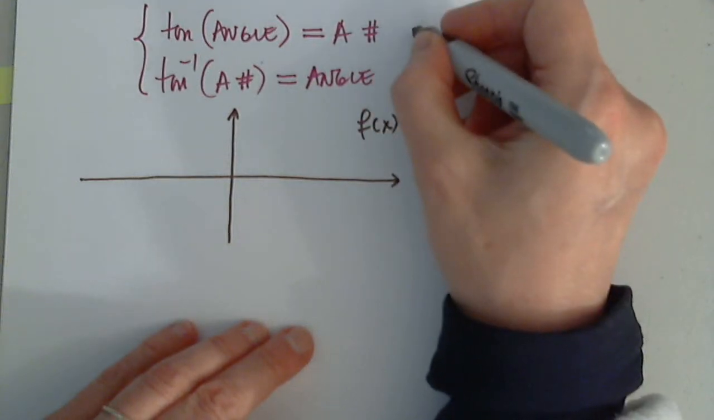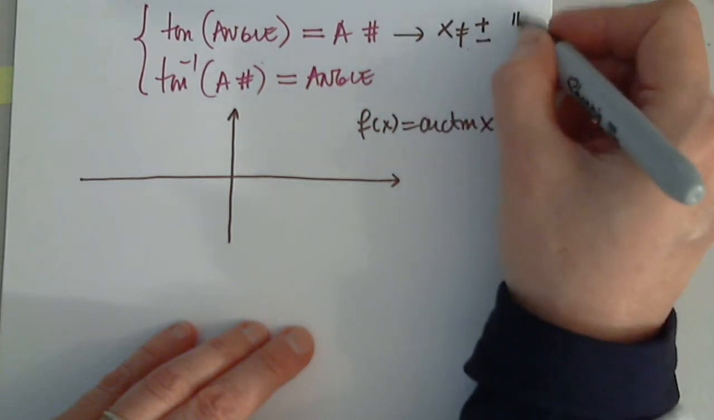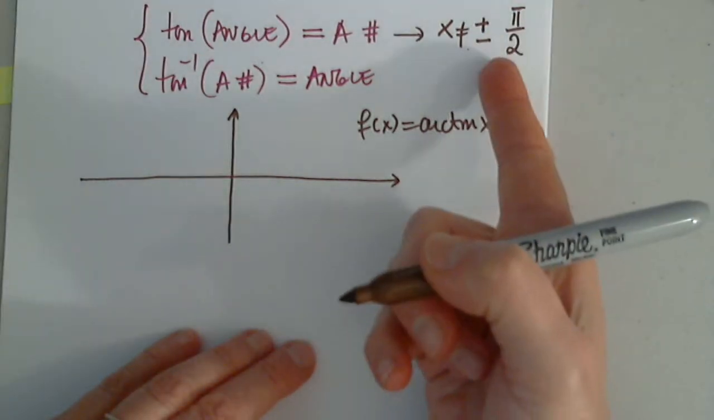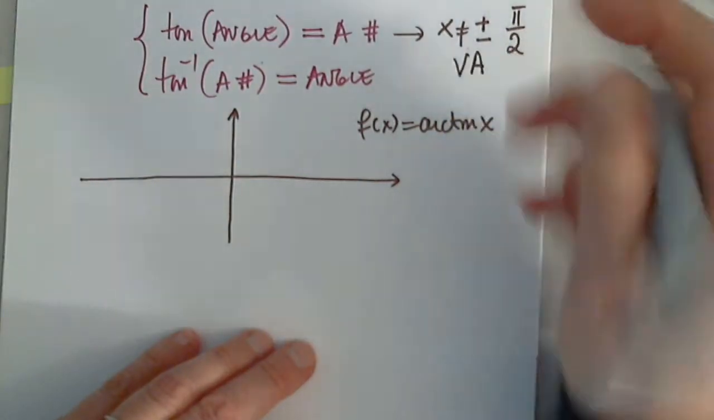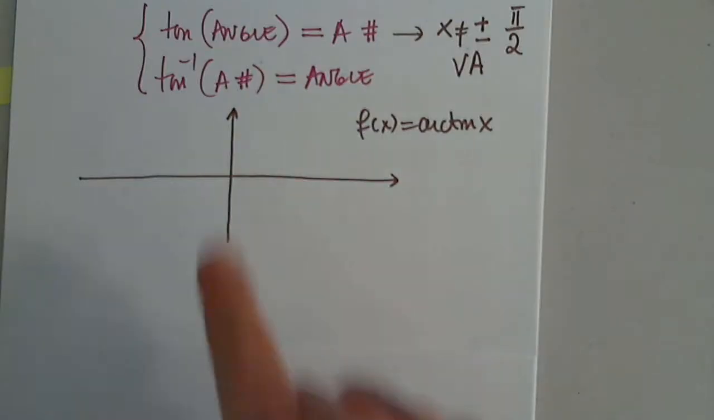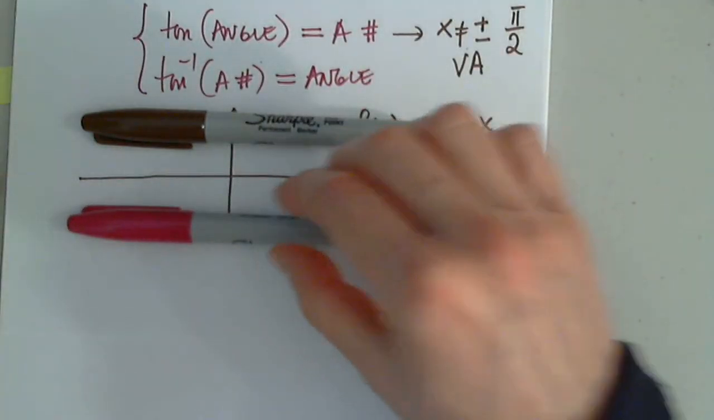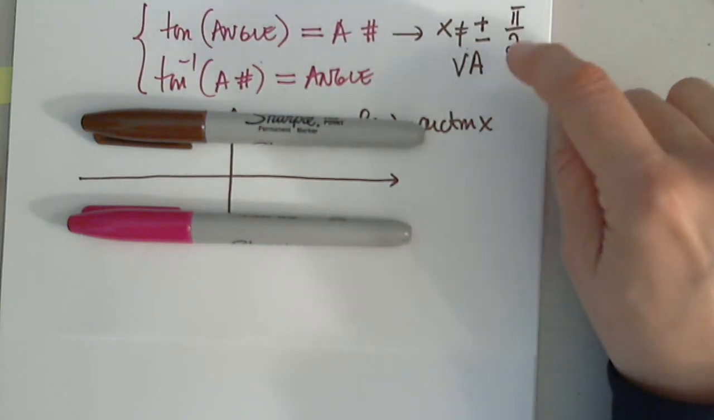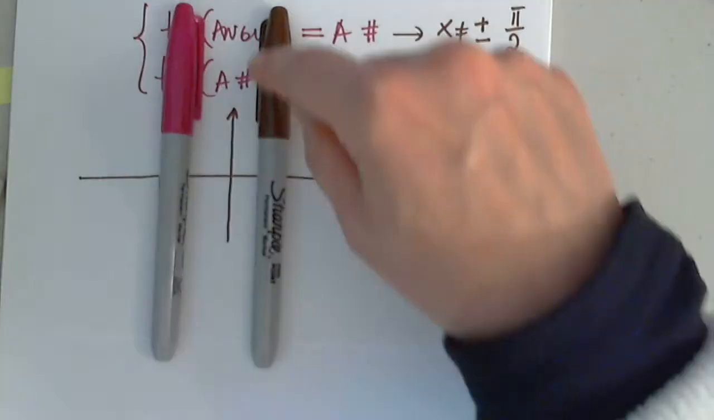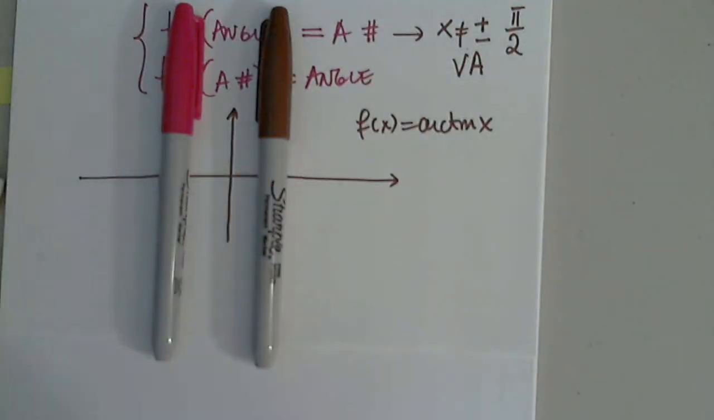This function is undefined at positive and negative pi over 2, it will have a vertical asymptote at those points. And now the reverse is that this function will have horizontal asymptotes at pi over 2 and negative pi over 2, because tangent looks like this. It has vertical asymptotes at negative pi and pi.